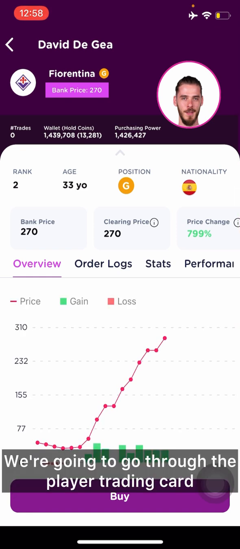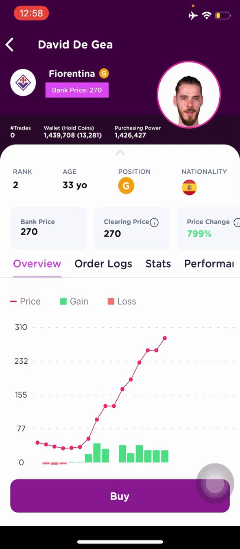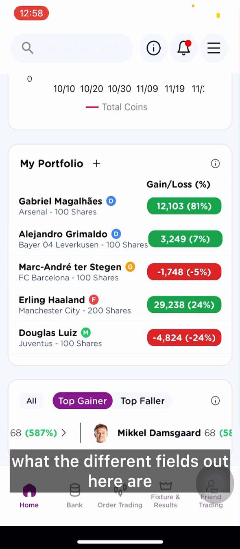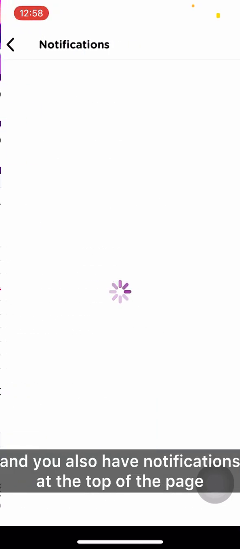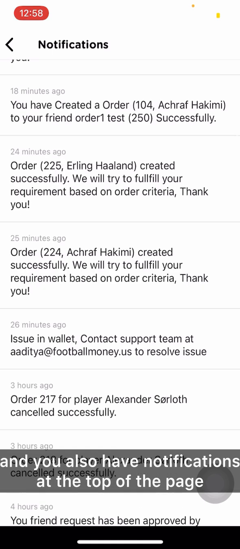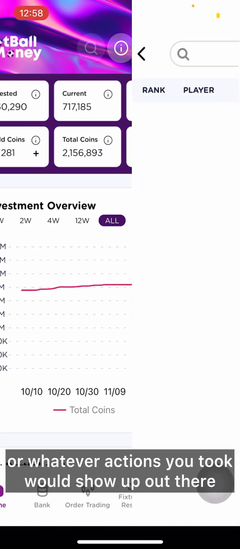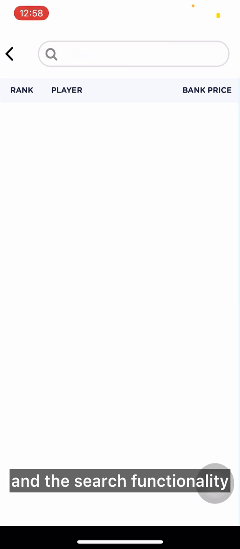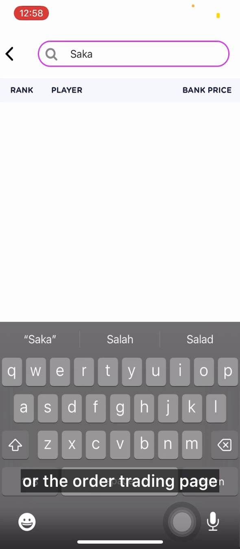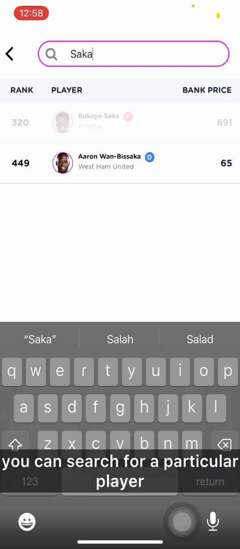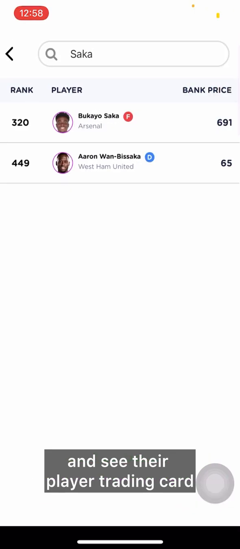We're going to go through the player trading card and the bank option in the next video, where I will explain what the different fields out here are. So that's the home page, and you also have notifications at the top of the page. So any notifications for orders you put in or whatever actions you took would show up out there, and the search functionality. If you didn't want to go through the hassle of going through the bank or the order trading page, you can search for a particular player, which can show up out here, and then click on them and see their player trading card.